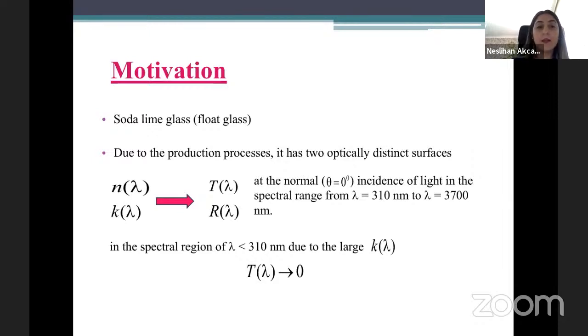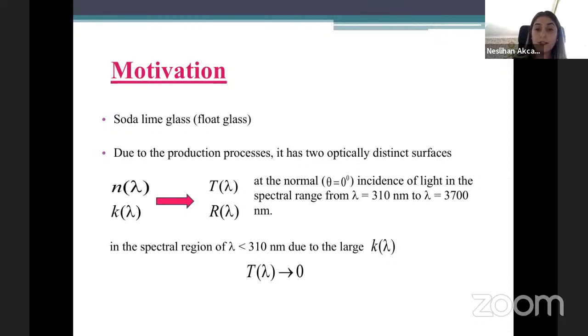The soda-lime glass, which is commonly known as float glass, is used in a wide variety of applications, in particular in thin film depositions and in the field of thin film solar cells. Actually, the name float glass comes from the production process of this type of glass. In the production process, molten glass floats on the top of liquid tin for several minutes while it cools from an initial temperature of approximately 1100 degrees Celsius to 600 degrees Celsius before being removed from the tin bed.